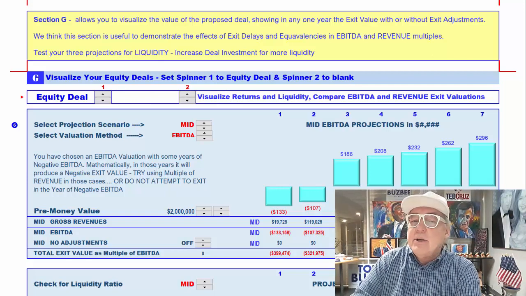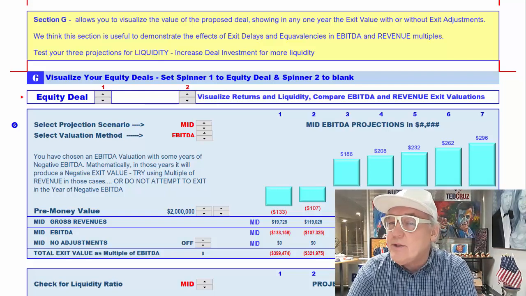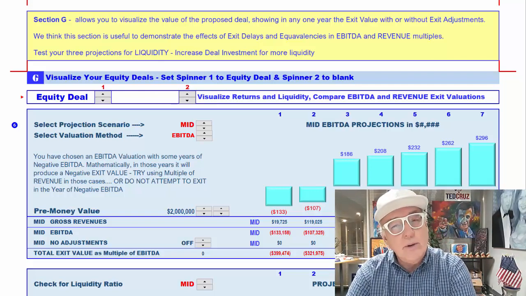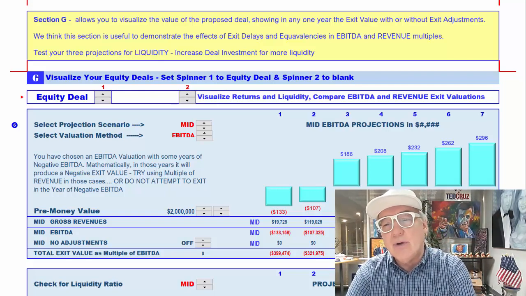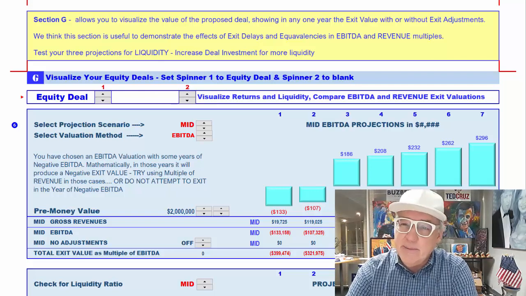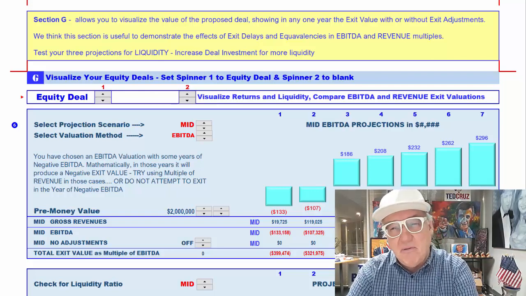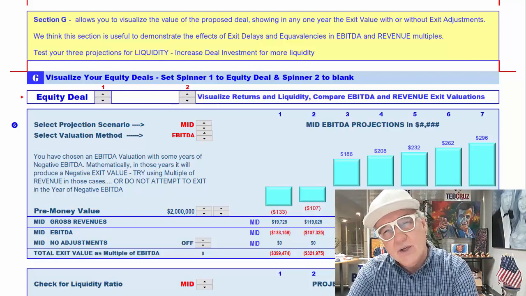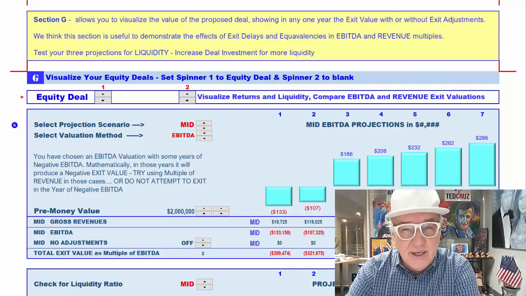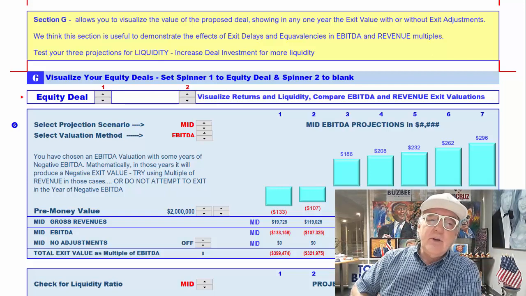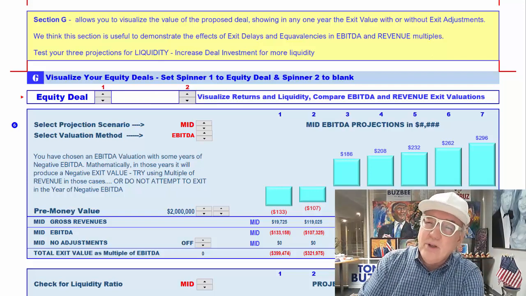I think this section is useful to demonstrate the effects of exit delays and equivalencies in EBITDA and revenue multiples. You know, if somebody says, I want to give a 4 EBITDA, well, what is that actually as a revenue multiple? Well, we show you what that is. It's handy to have, so you can test your 3 projections for liquidity.